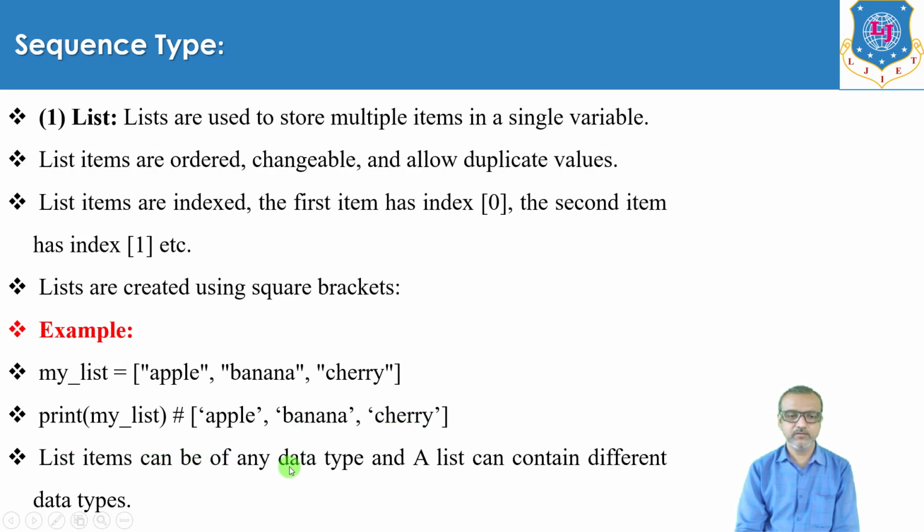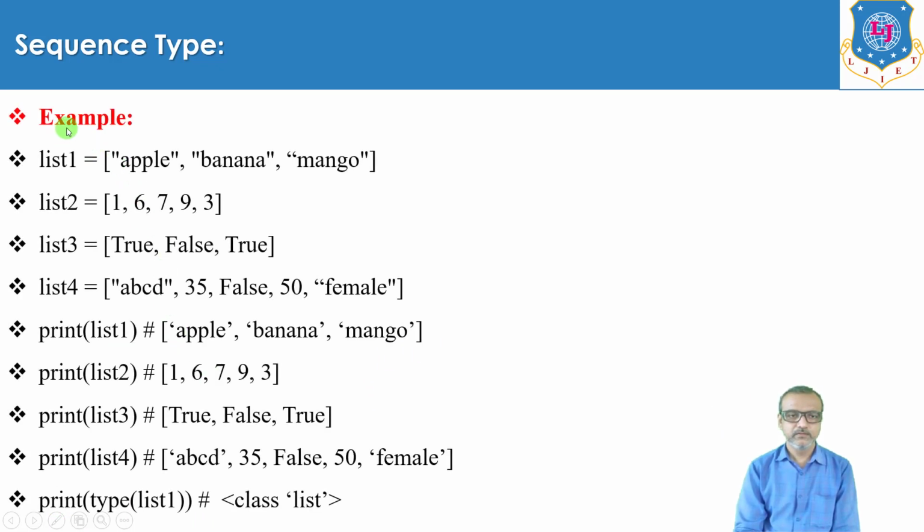List items can be of any data type, and a list can contain different data types. How? I will make you understand with the help of an example. See, this is the example. In list1 we have taken these elements, that is apple, banana and mango. So we can say that list1 is of string data type, as all elements are strings. Then in list2 we have these elements and these are all integers. So we can say that list2 is of int data type.